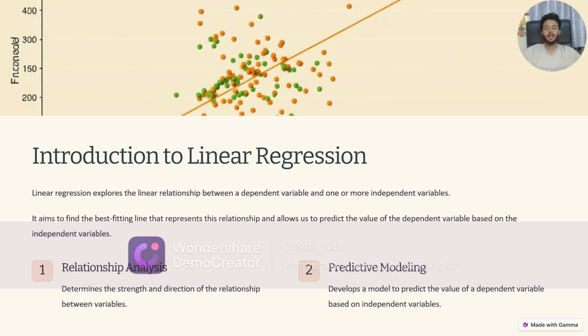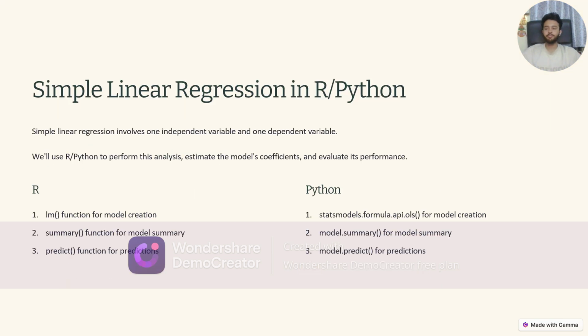First is relationship analysis. It determines the strength and direction of the relationship between variables. Second is predictive modeling. It develops a model to predict the value of the dependent variable based on independent variables.